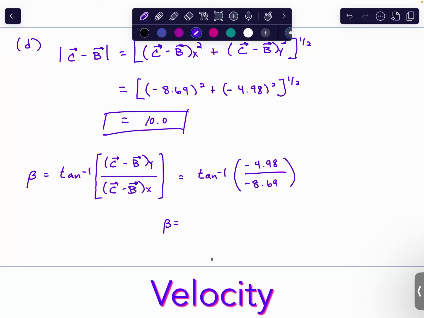Theta is going to be 29.8 degrees. Well, let's think about where that's at. So again, your direction is your inverse tangent of y over x. Your magnitude and your direction equations, those are going to stay the way they are.